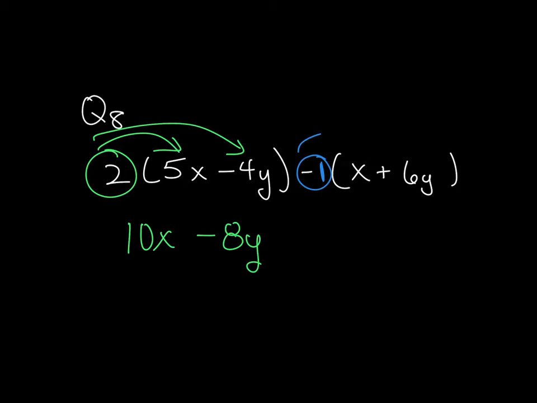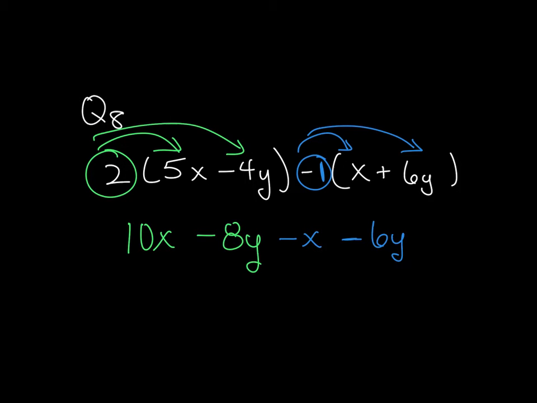And then for the next piece, even though it's not written there, there's an understood 1 up front, and that tells us we change the signs of both of the terms inside the parentheses. So that gives us a negative x and a negative 6y.